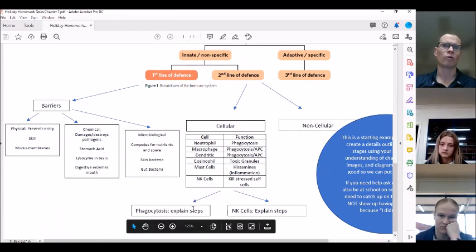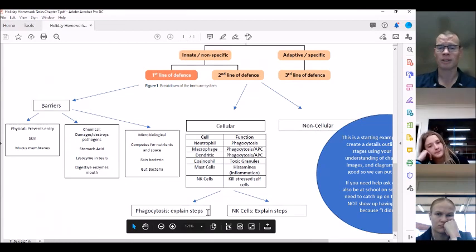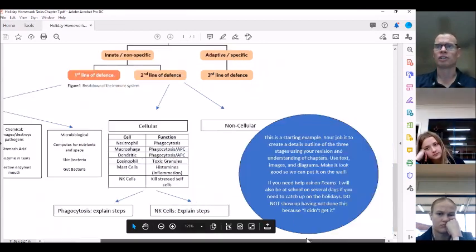Then I would go further and say, okay, well, phagocytosis, what is that? Natural killer cells, what do they actually do? Right now, I've just written explain steps. Obviously, where I've said that, I would prefer that you explain the steps. And then over here is just a summary of what I'm aiming for. This is a starting example.